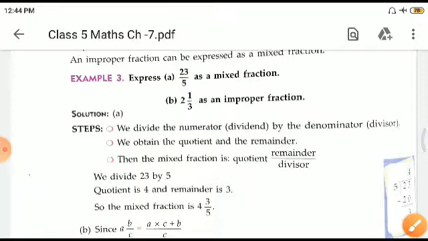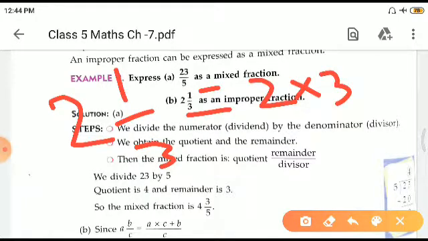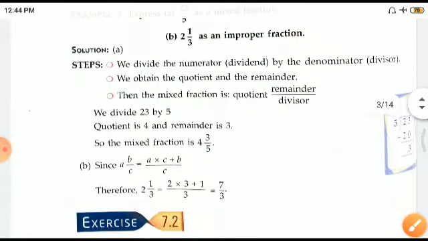Now we move to the next one, which is 2 1 by 3 as an improper fraction. It is very simple. You multiply 2 and 3 and then add 1. Now 2 3s are 6 and 1 will be 7, right? So here what we have done is 2 1 by 3 will be equal to 2 into 3 plus 1 upon 3. So we will be getting 7 by 3. Right, children? This is how this is done.